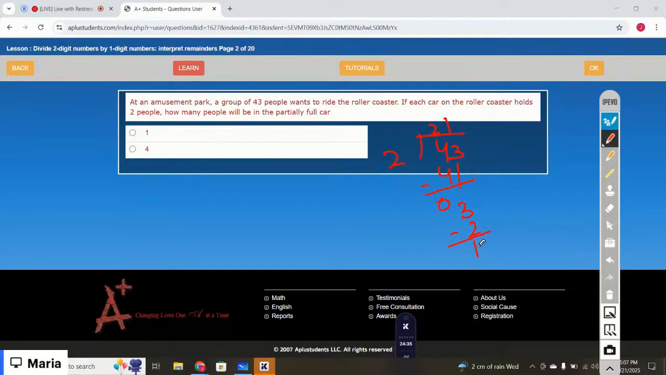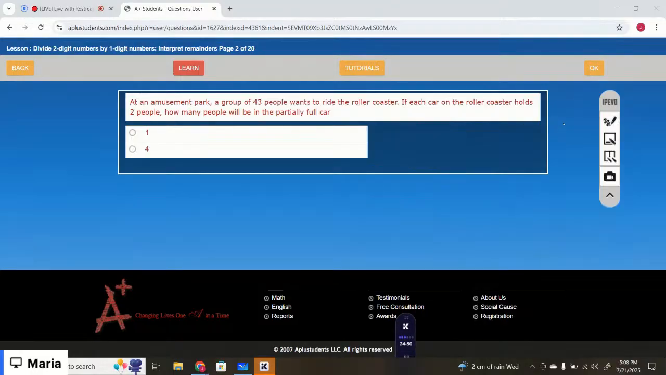So we have, how many people will be in the partially full car? Only one person in the partially full car. Option number 1 is the correct option. That is 1.